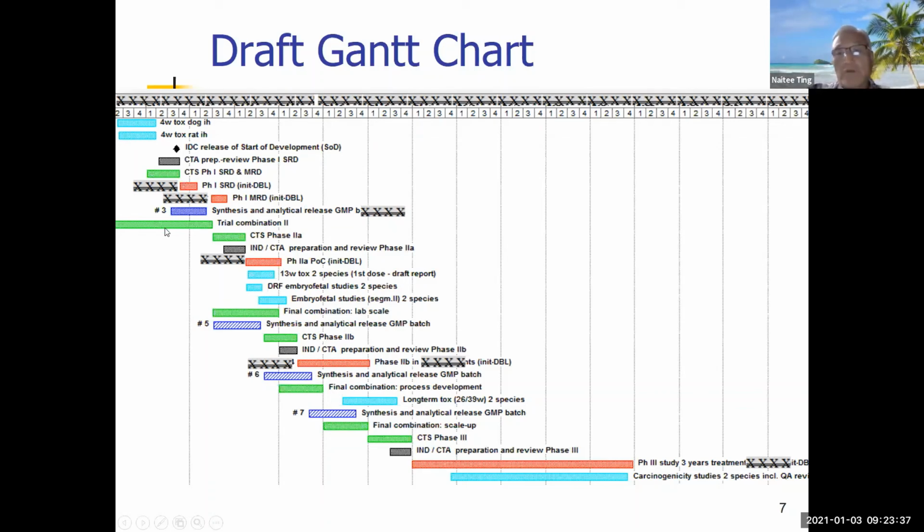So phase 1 clinical trial is about rising the dose from the NOAEL, from the very low level, up to MTD, maximum tolerable dose. In phase 2, you try to lower the dose from the maximum tolerable dose, down to the minimum effective dose. So in phase 1 you try to increase the dose, and in phase 2 you try to decrease the dose.